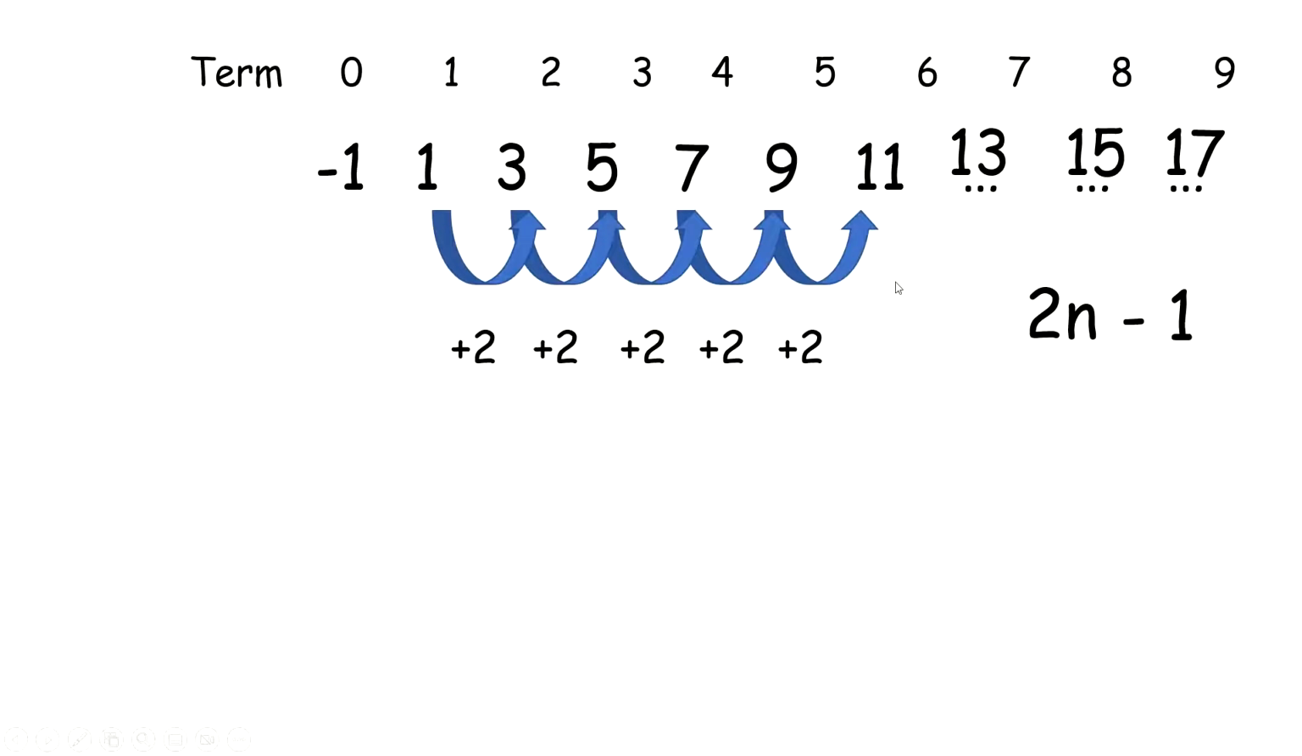So, just a quick check. Let's pick on this 5. It's the third term, so we replace the n with 3. So 2 times 3 is 6, minus 1 is 5. You can do this as many times as you like, as long as they are all correct. Then you know you've definitely got the answer.